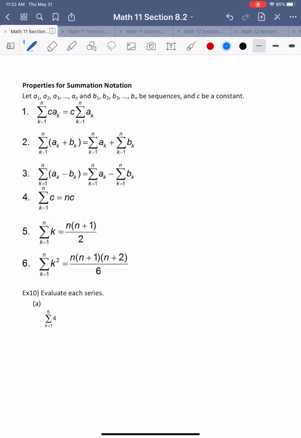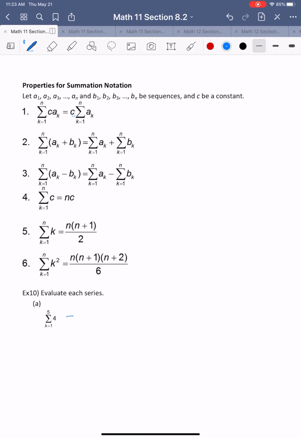So the properties of summation notation: if c is just a scalar, you can pull it out. Also, if there's a sum of two sequences, you can split them into two different sums. Subtraction you can also do. And if c is a constant, you just multiply c by how many terms there are. And then when you have a power k, which is a variable, you get the square, you get this, okay?